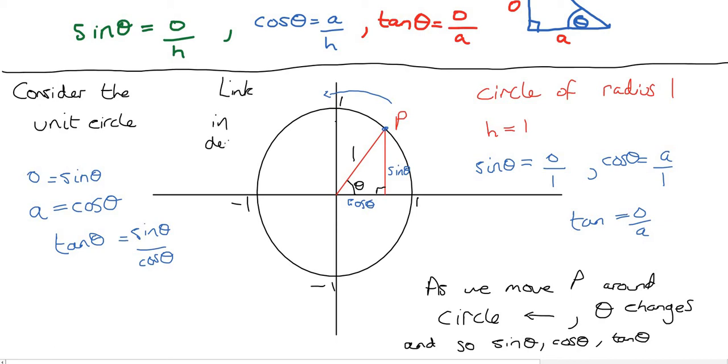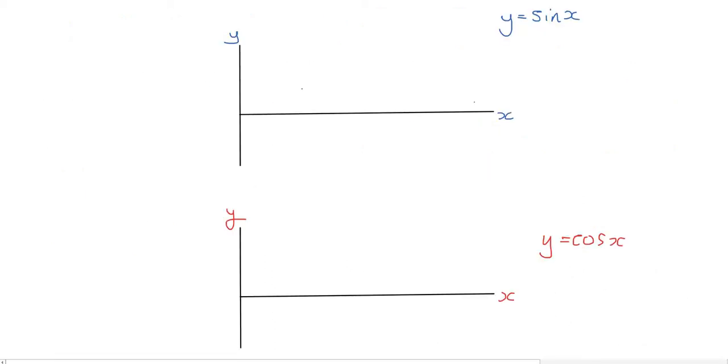But basically, as P moves around, the point moves around, the angle changes, and so do sine and cosine. And we can create a little table of values and then graph them. So let's move on to graphing them. Right, so hopefully you followed what was going on in the previous part.